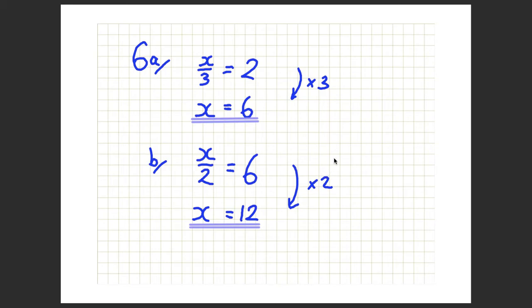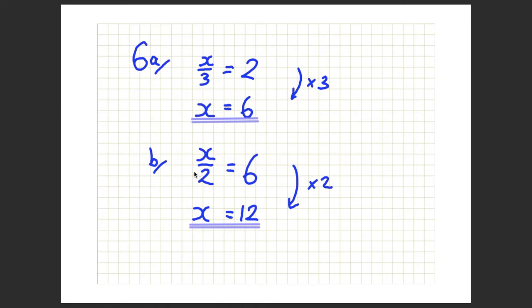Here's some more examples from that. x over 3 equals 2. So I don't want to know what x divided by 3 is. I want to know what a whole x is. So I multiply everything by 3. So multiply by 3, I get a whole x, but I've got to multiply the right-hand side by 3 as well. So I get x equals 6.